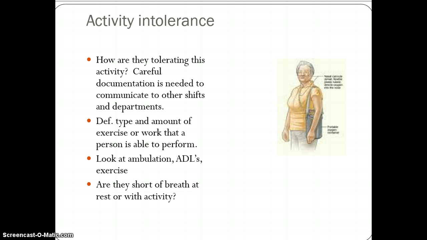Some patients just sitting in the chair, the ambulating or pivoting to the chair, causes activity intolerance. For other ones, it's when they go to physical therapy and they're put on an exercise bike or a treadmill. Are they short of breath even just with sitting or at rest?